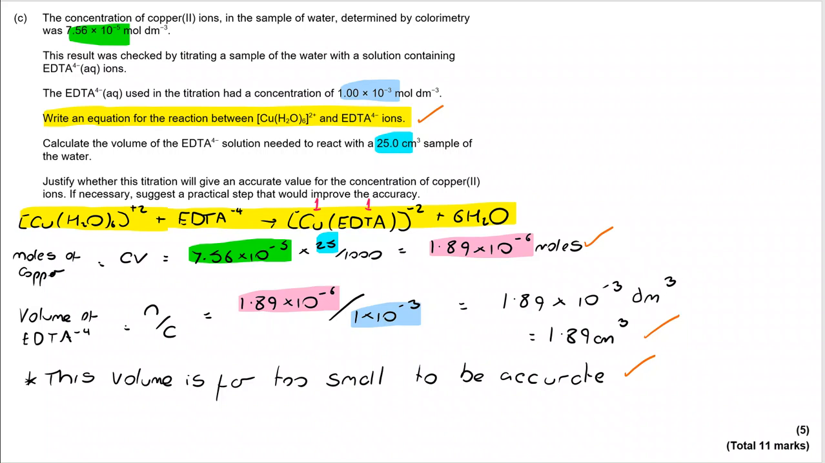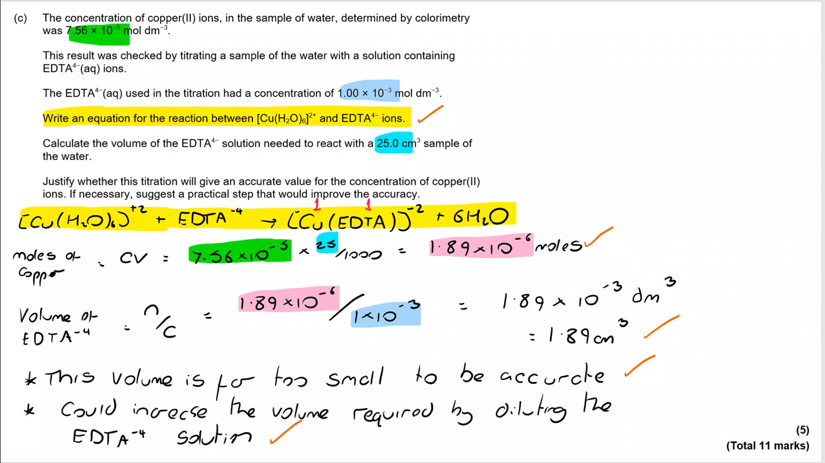So for the final mark, what could you do that would mean we would need a larger volume of EDTA solution? The simplest way to do that is you could increase the volume required by diluting the EDTA solution. If you diluted it by a factor of 10, you would therefore need 18.9 cm cubed. That would give us far more accurate results.